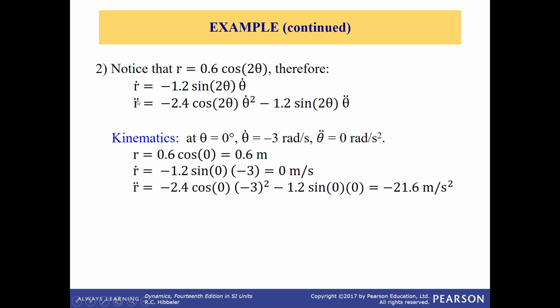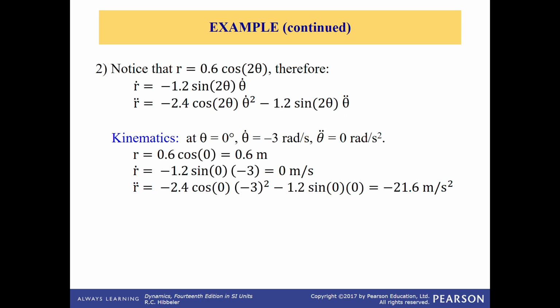So r double dot is in this form: negative 2.4 cos 2 theta times theta dot squared, minus 1.2 sine 2 theta times theta double dot. Technically, you can separate this into two portions. Negative 1.2 sine 2 theta is considered as u, while v equals theta dot. So just plug into the product rule formula and you will get this equation.